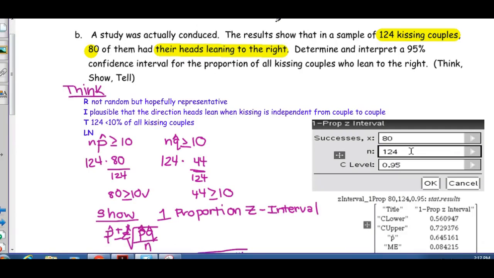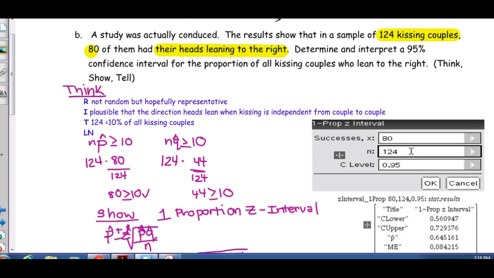Okay, so at this point you should have written out all your work nice and pretty for this. So first we need to show our think. It's not random, but hopefully our sample is representative of the population. It's plausible that the directions of heads, whether they lean to the right or left, is independent from couple to couple. And the 10% here, 124 is less than 10% of all kissing couples.